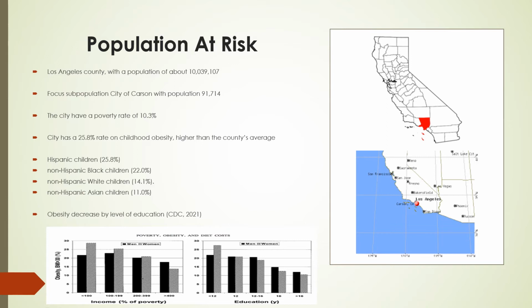Also, according to a study done by the CDC, it was stated that as a person acquires a higher level of education, the level of obesity declines. So, it is inversely proportional. As your level of education increases, your level of poverty decreases.